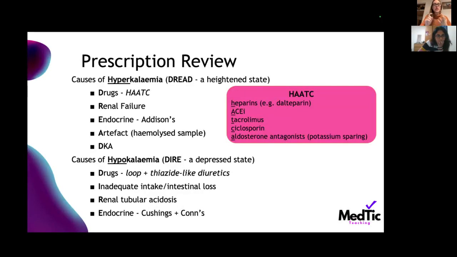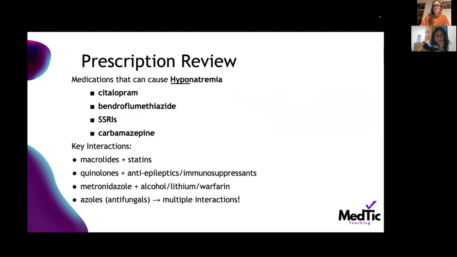And it's just heparins, ACE inhibitors, tacrolimus, cyclosporin, which was in the question, and aldosterone antagonists, especially if you have ACE inhibitors and spironolactone or eplerenone together, and that can be a real cause of hyperkalemia. So you would always, before giving spironolactone or eplerenone, check the potassium before and then after starting treatment to see if it's had an effect. And if they do have a raised potassium, you need to hold it. Okay. If we go on to the next slide.